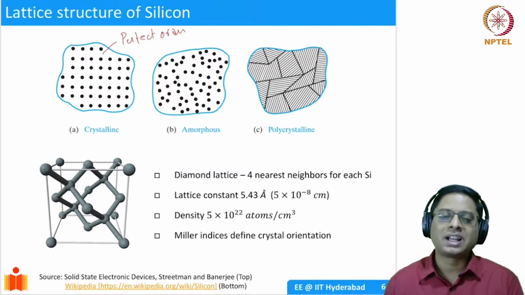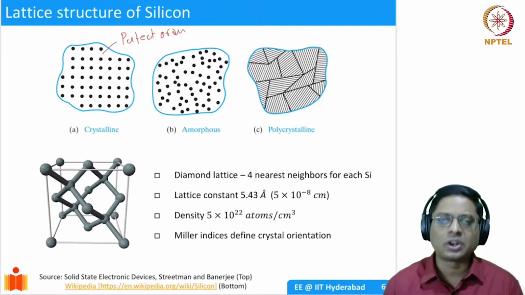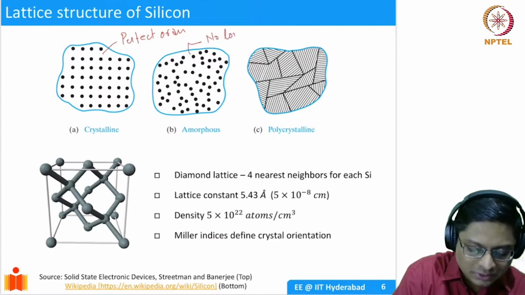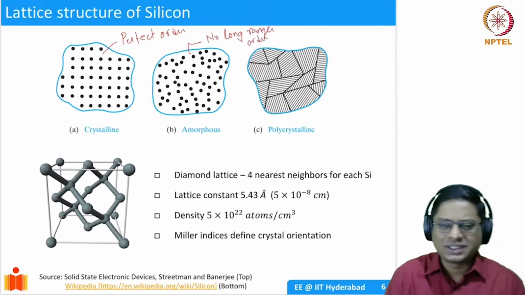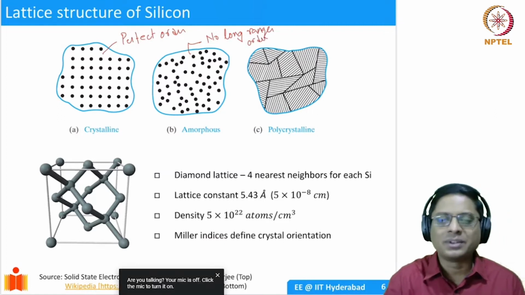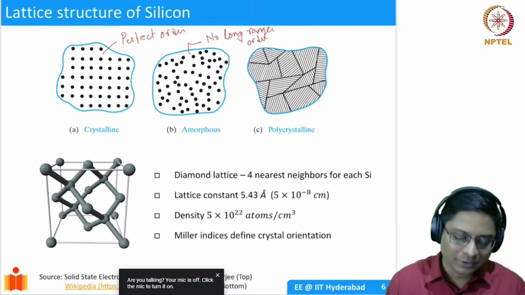In another state, you could have a situation where there is no order. Basically, there is no long range order. In fact, there is not even short range order here. So the atoms are randomly distributed, and this is called the amorphous state.